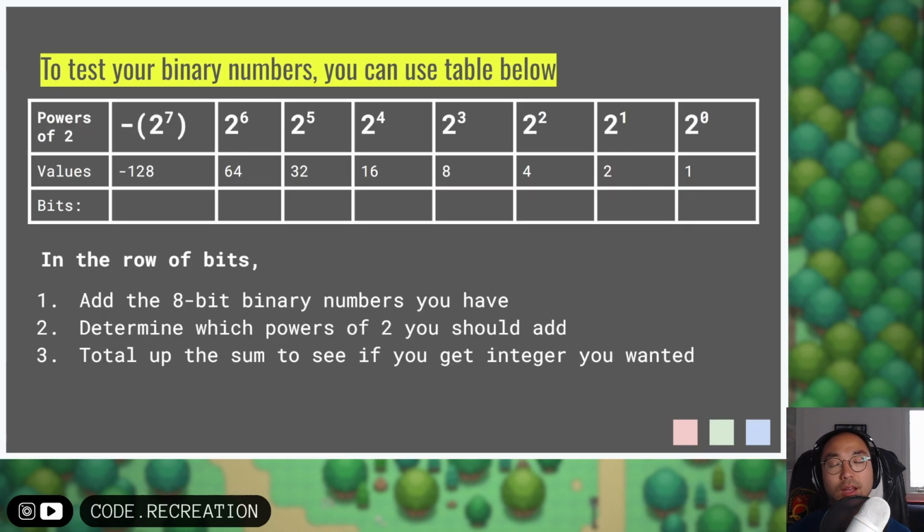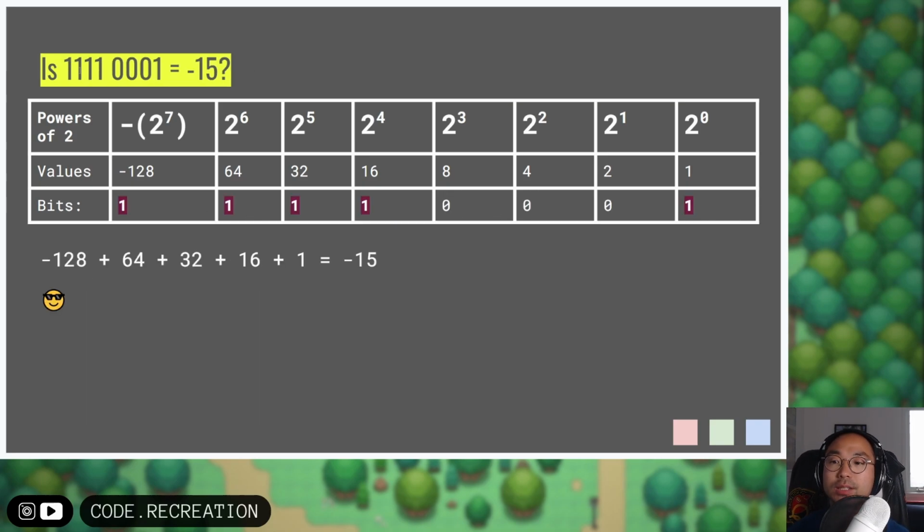When you have 8 bits and you understand that the leading bit is negative 2 to the exponent 7, you'll have negative 128. And if it's a negative value, this will always be turned on. And then you add the 8-bit binary numbers you have into this bit row here, and you get the total integer sum. So let's try that. 11110001, negative 15.